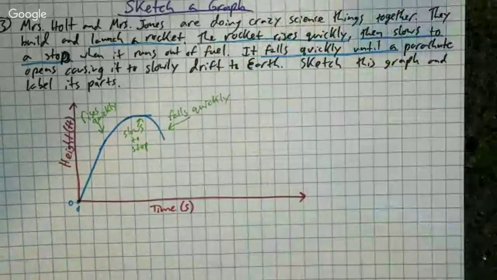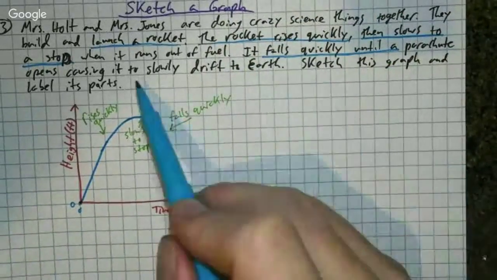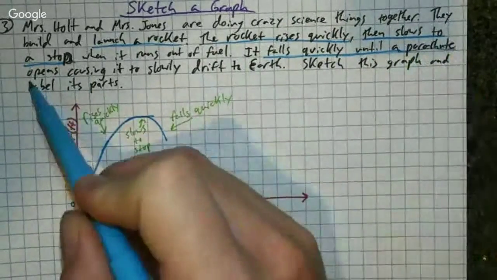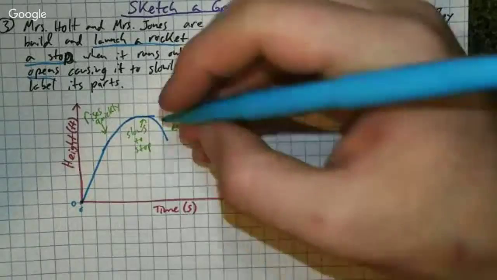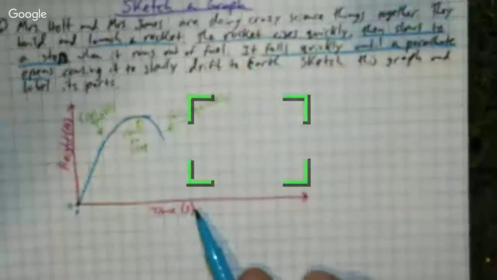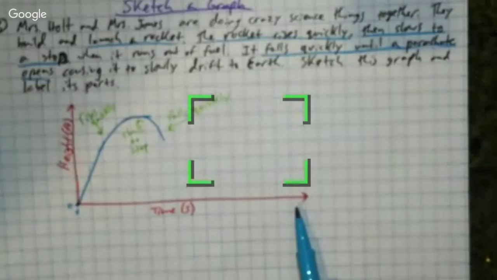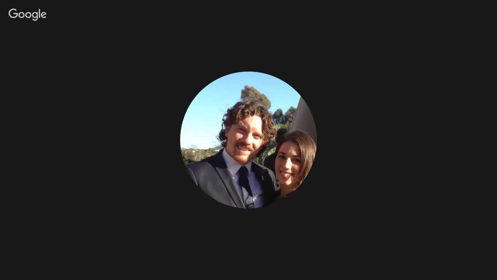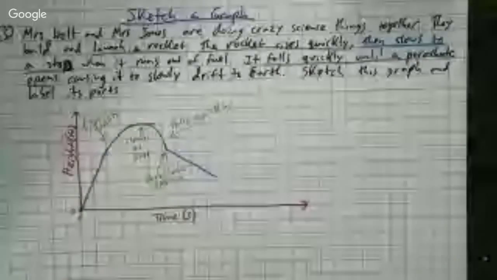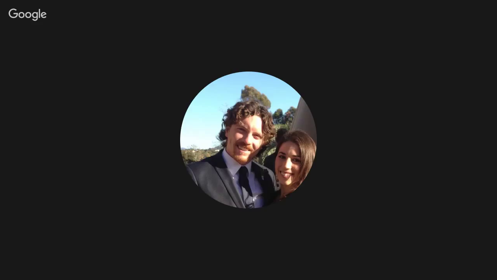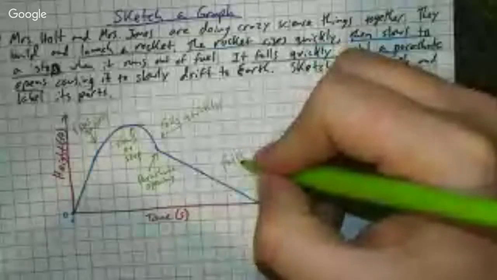Then a parachute opens, causing it to drift slowly to Earth. That means the time needs to be extended. It needs to take more time. Opening. And then it drifts on that parachute all the way to the ground, where it touches the ground. So this right here would be falls slowly.